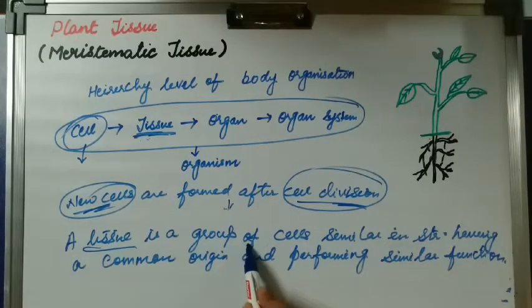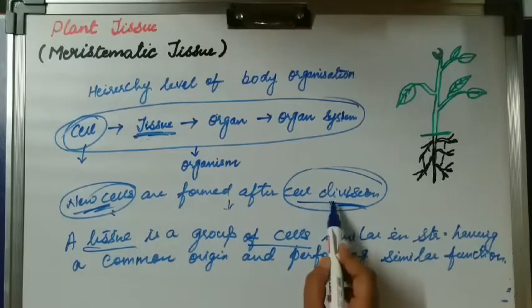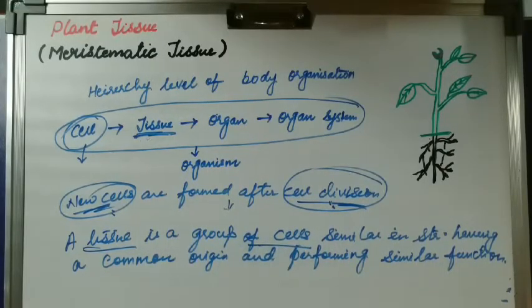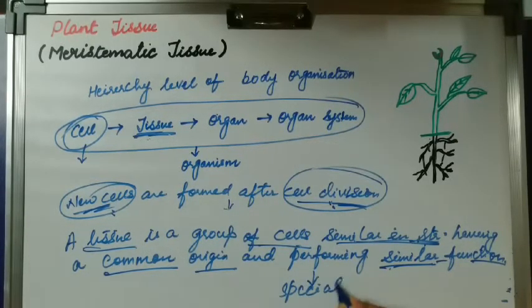So a tissue is a group of cells. The new cells which have come after the cell division, so group of those cells which are similar in structure. A particular tissue performing a particular function will have a similar structure, and they will come from the same origin. Their origin will also be the same, and thus they will perform a similar function. That means they are specialized for a particular function.